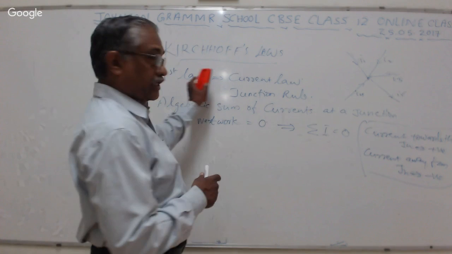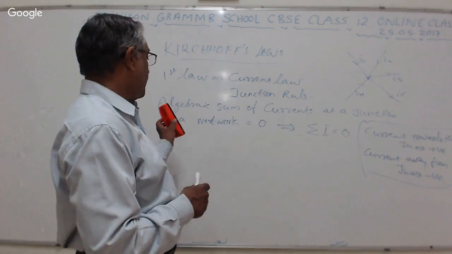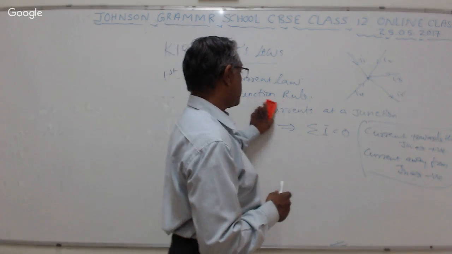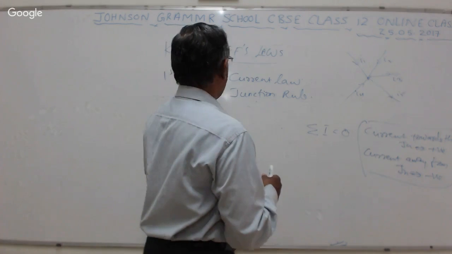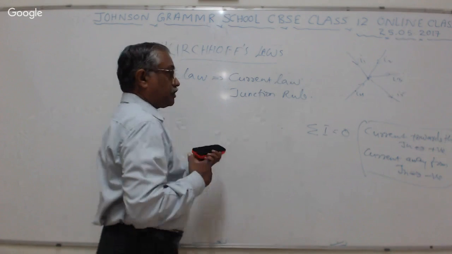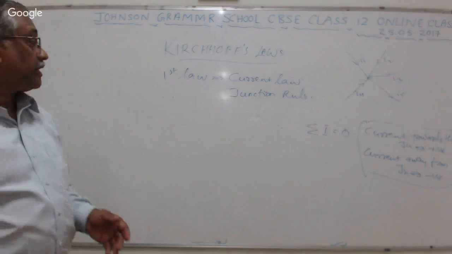So you have taken the statement: the algebraic sum of currents at a junction in a network is equal to 0. Or simply, you can remember that sigma I is equal to 0. That is a simple way to say it. So for the first law, we will see how you can make the equation.